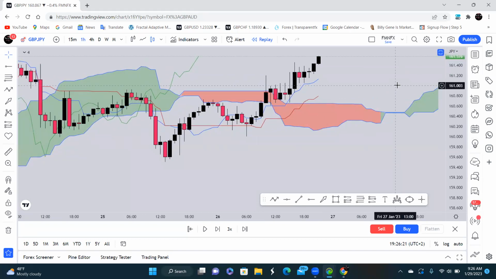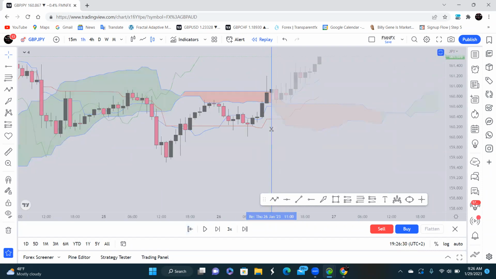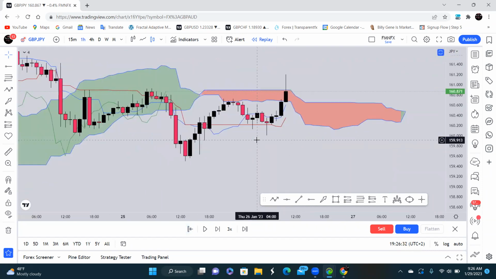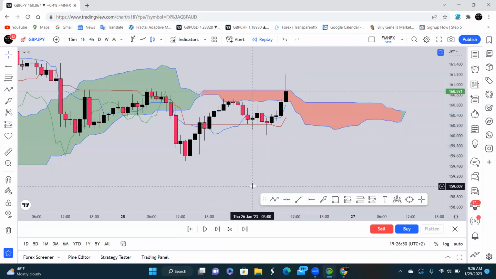Number 1 rule of the cloud, we do not trade when price is inside the cloud. Why? Because this can act as a barrier, and the next thing you know, I've gotten caught in this, price can actually bump its head and then fall the opposite direction. So we don't want that to happen.